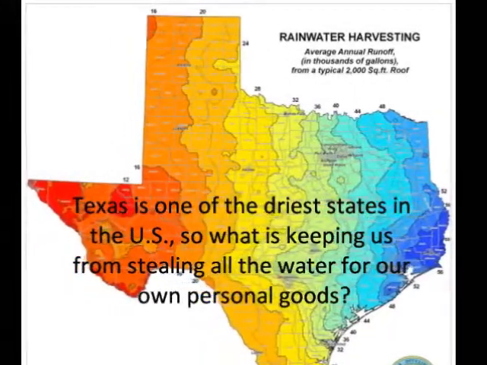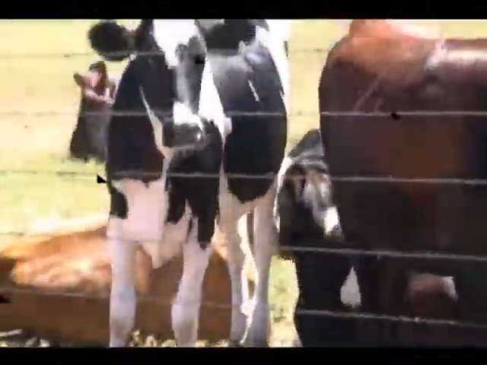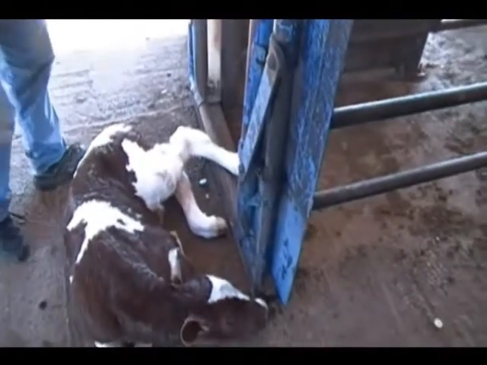The world uses 350 billion gallons of water per day, which is less than 1/3 of what we have. But Texas is one of the driest states in the U.S., so that makes having enough water essential.